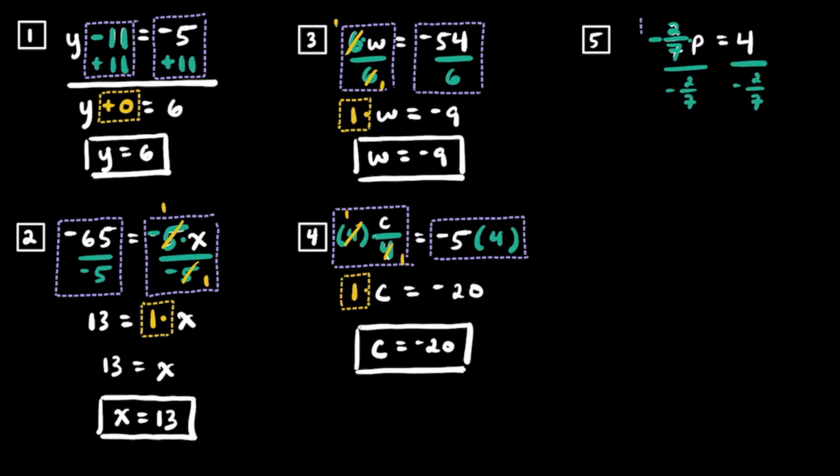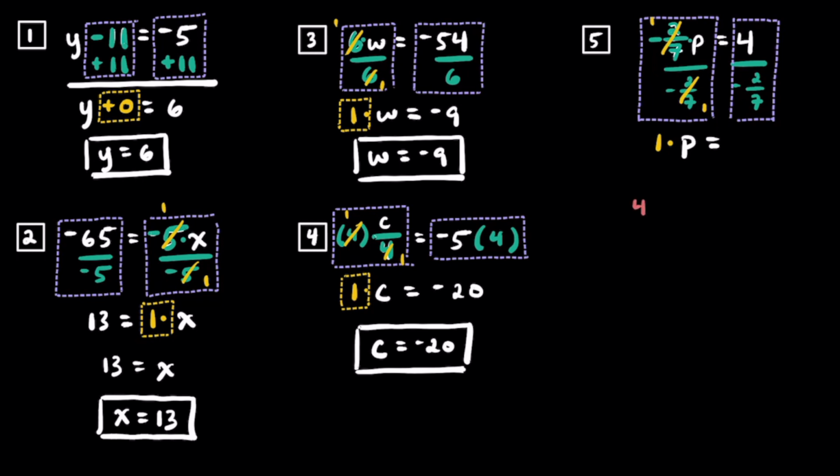On the left side, this negative 2/7 p over this negative 2/7, well, those are going to cancel out with each other, so they're just going to become 1, and we're going to be left with 1 times p on the left side of the equation. On the right side of the equation, we're going to have to do a little bit of division with these fractions and take this 4 and divide that by negative 2/7. So let me go ahead and write that work out, and then we'll get rid of it in just a moment once we get our answer.